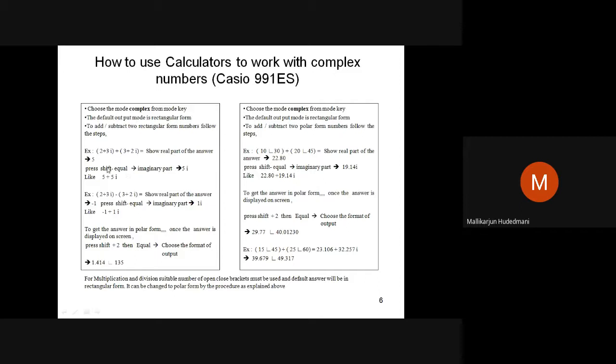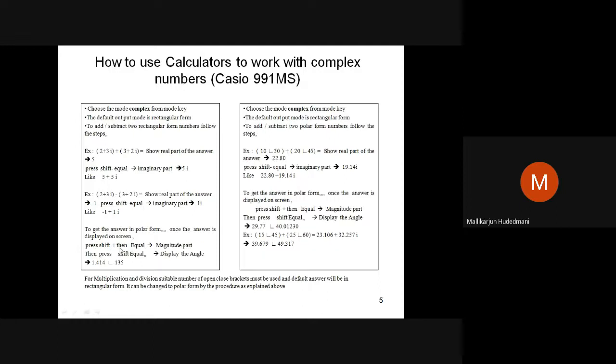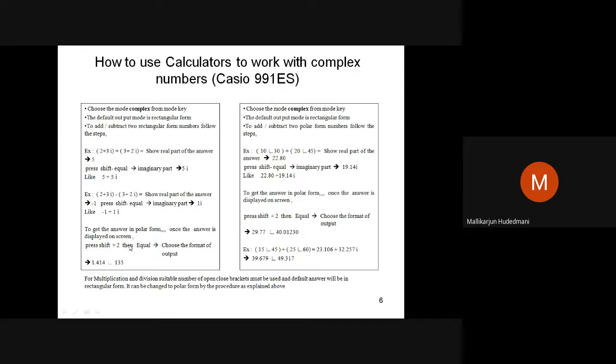Okay. Suppose you want to convert this answer to polar. You can see here there is a different menu. For your 991 ES, the menu is different. Whenever you see this answer, to get the answer in polar form, what should you do? Shift 2 you have to press, not shift plus. In case of 991 MS people it is shift plus, but 991 ES people, shift 2 you have to press. Then you will get format outputs, a list of formats, how the answer should look. Then choose the polar format in that, hit the equal. So you will get the answer directly. This is the advantage of the 991 ES calculator.